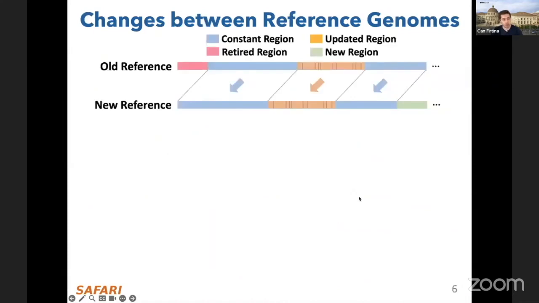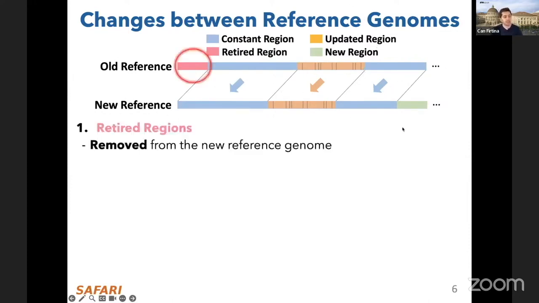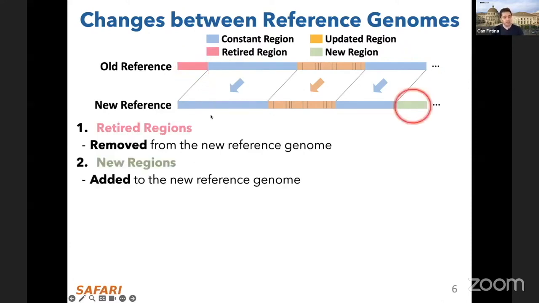So I'll quickly go over the potential changes that can exist between two reference genomes. In this case, we have the old and the new reference genomes, and we identify 4 particular regions, labeled with different colors: constant, updated, retired, and new regions, as we show in this figure. The retired regions are regions completely removed from the new reference genome. It no longer exists. The new region means that this particular region is completely novel in the new reference genome. So this is a new addition that didn't exist in the old reference genome.